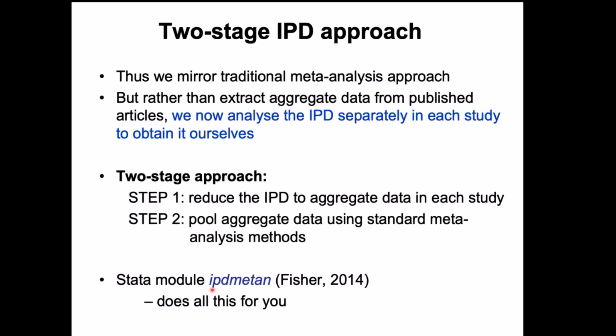I don't think there's anything specific in R or other software apart from Stata for doing this, but Stata has a package called IPDMETAN written by David Fisher. This does both of these stages for you. So you call in a data set and it would apply step 1, the regression approach of your choice, to all those trials, and then the second stage would be pooled, and it will give you the forest plots and all the meta-analysis results.